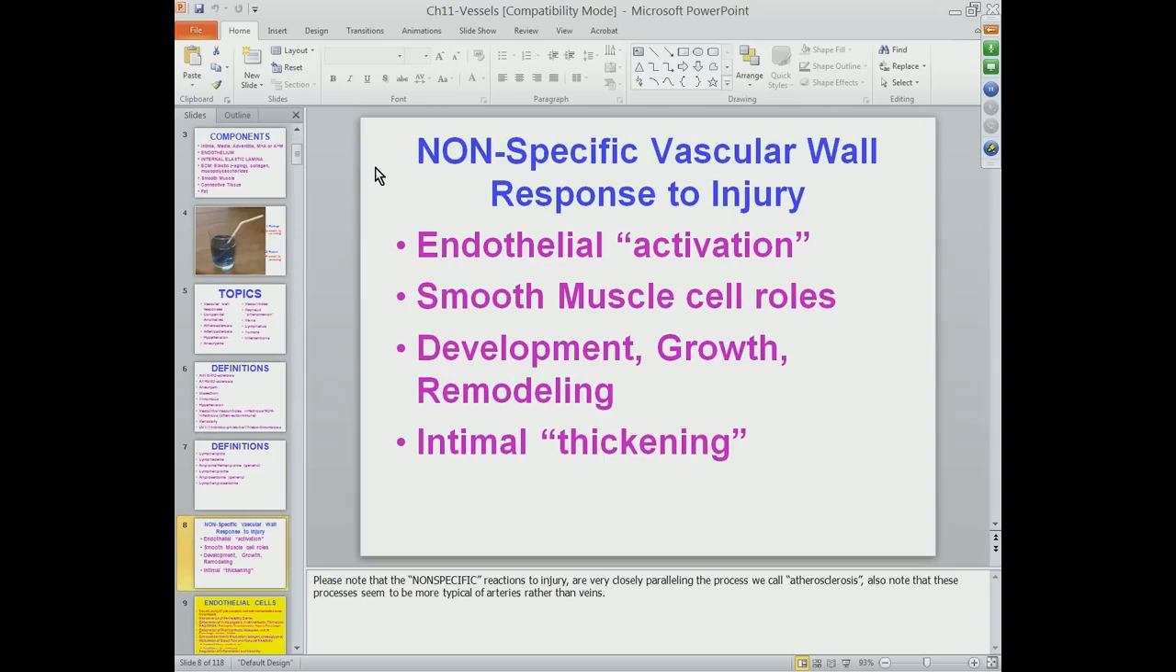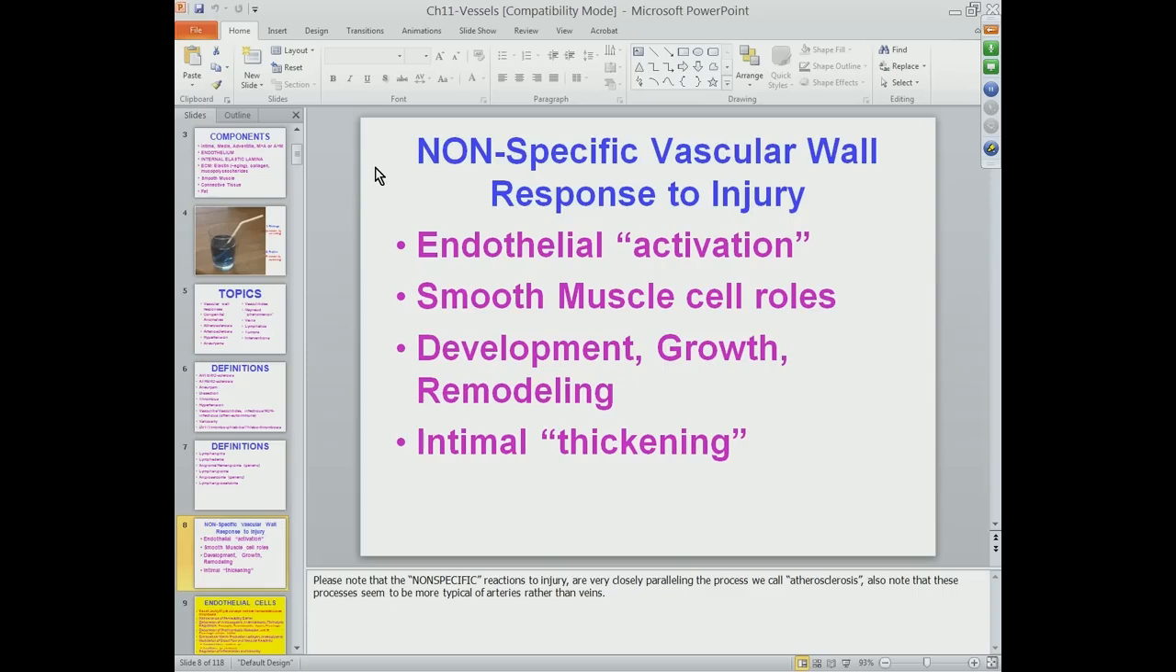Now, before we get into the big topic which we'll be spending most of the day on, atherosclerosis. Okay, the thing that is really the single most important, perhaps only really important thing that you'll all be dealing with every day, not only in your patients, but in your own lives. We'll talk about some non-specific vascular wall responses to injury.